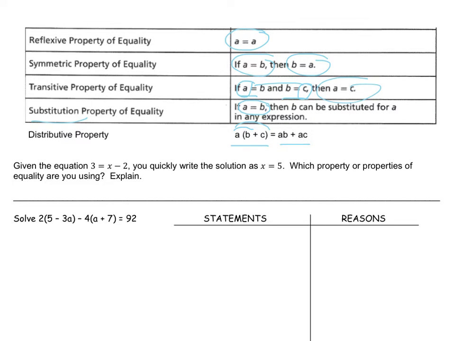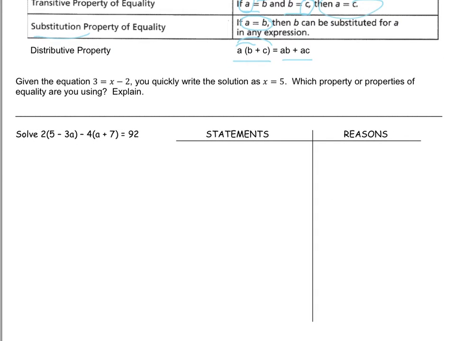Okay, let's look at this next question that we have. Given the equation 3 equals x minus 2, you quickly write that the solution is x equals 5, which is true. We all can probably do that in our heads. Which property, though, allows us to do that?